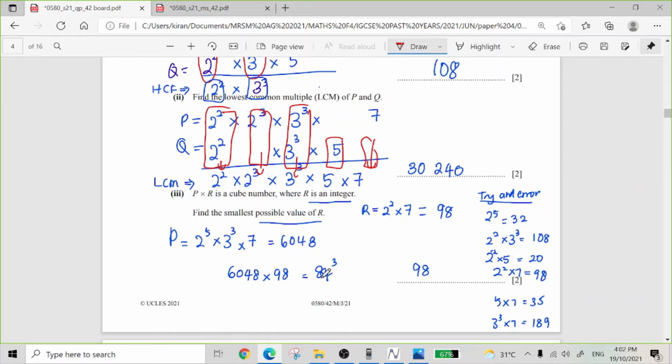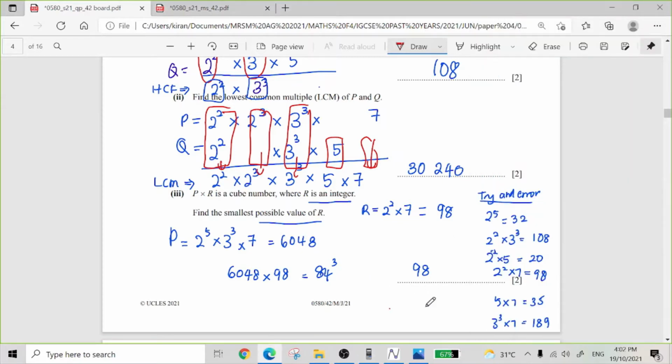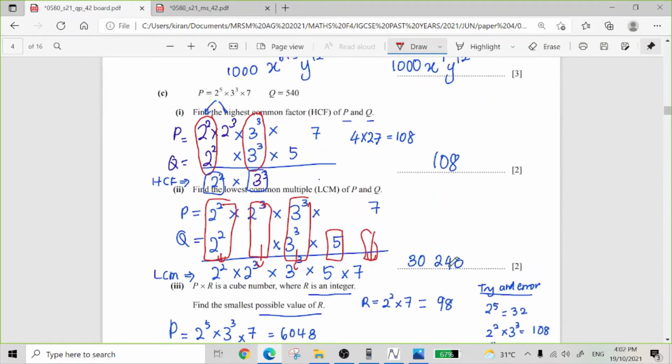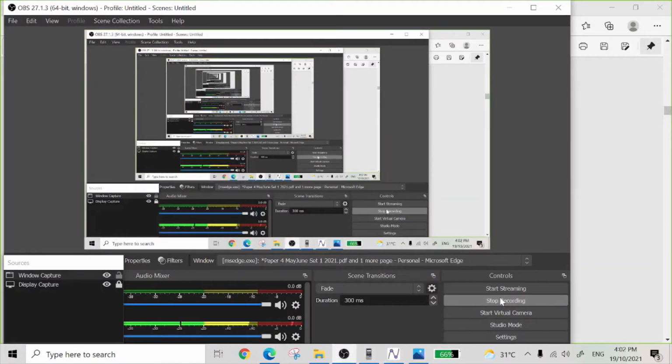Okay, 6048 times 98. So the answer here is 592,704. Then we find the cube root of the answer, and we get 84. That is the smallest possible value of R. Okay, this question is kind of a bit tricky for you. That is for question number 3.